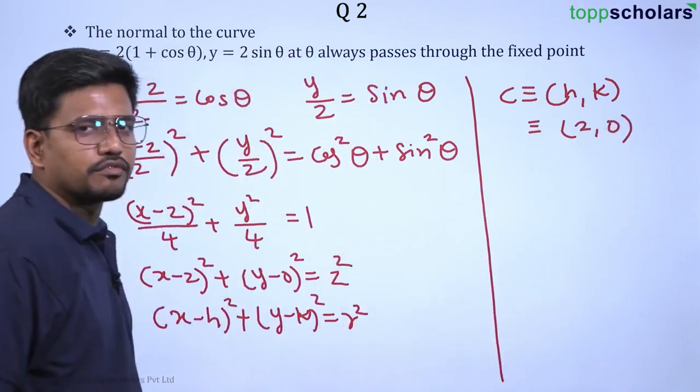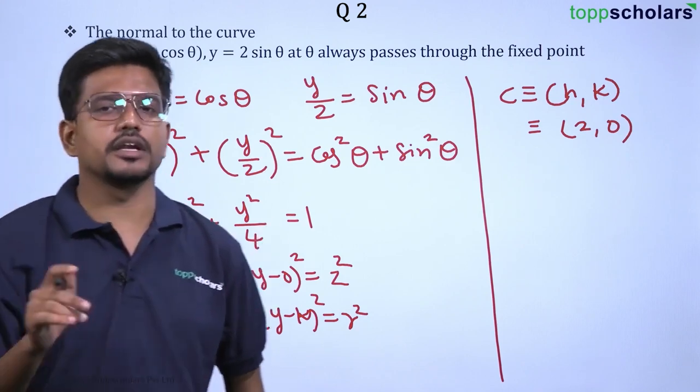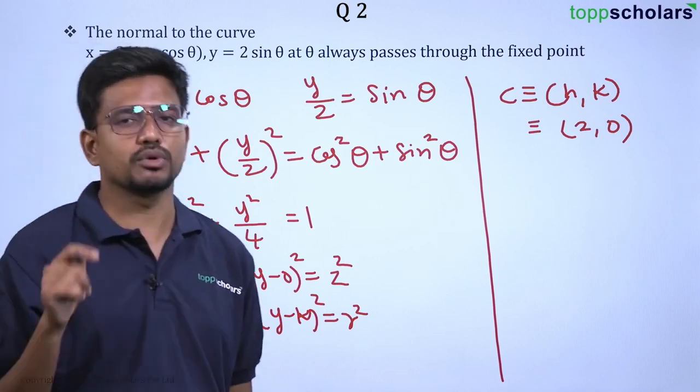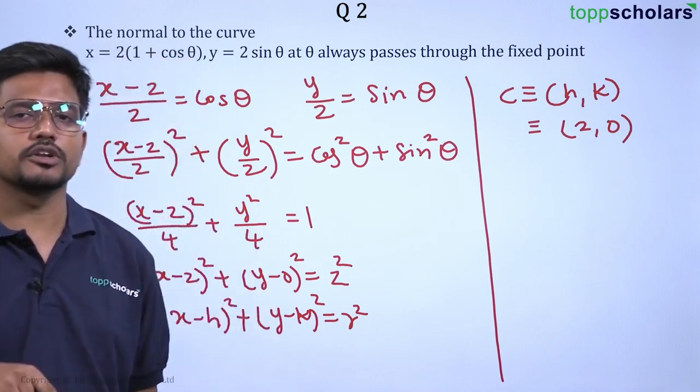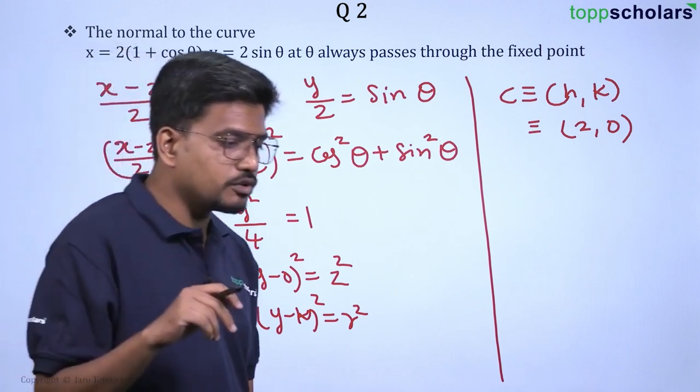So that's it. If you have a circle and you are drawing a normal to the circle, it will definitely pass through the center of the circle, which in this case is 2 comma 0. So the correct answer to this particular question has to be 2 comma 0. Very easy, right? So I will tell you one more thing.